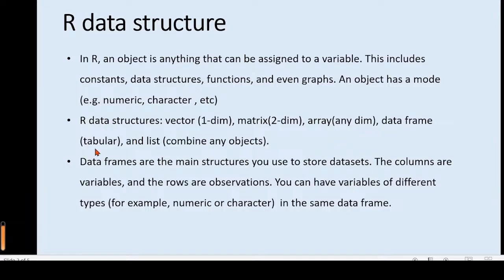And a data frame is a tabular object, and a list is an object that can combine any other type of object. The data frames are the main structures you use to store datasets, and the columns are variables and rows are observations. You can have variables of different types, for example, numeric and character in the same data frame.